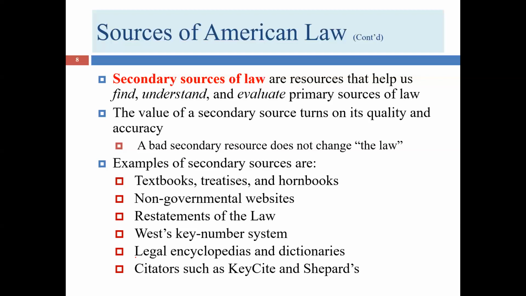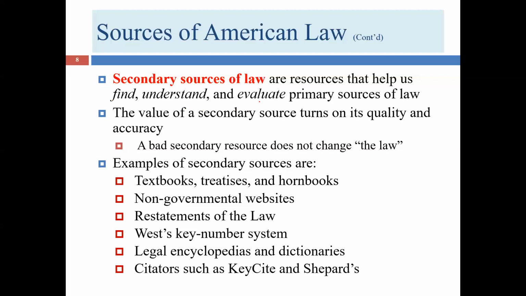I'm assuming that your secondary source is vetted and is a good secondary source. You can save a tremendous amount of time, and that saving of time can be tremendously helpful in terms of saving your client money, because in the legal profession, time is money, literally, because we bill based upon the minutes. So secondary sources of law are very, very important for the functions that they do well. In fact, they're better at finding law, better at understanding law, and better at evaluating law than primary sources.